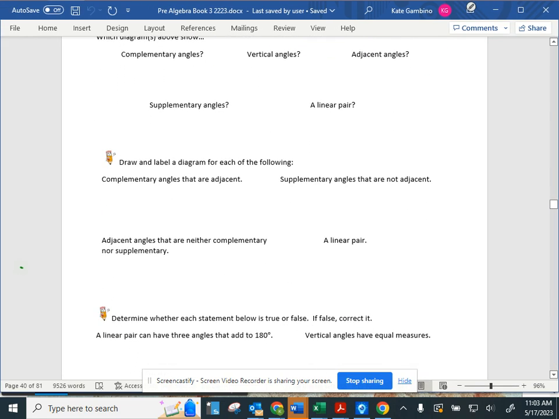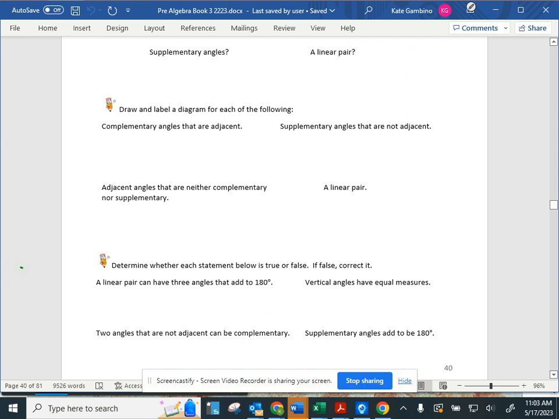Then on the bottom it says draw and label a diagram for each of the following. So you're not just drawing, just like when we did those triangles and people weren't putting in the right measurements for the triangle angles. It matters, those measurements. So if I'm drawing complementary angles that are adjacent, I'm not just going to do that. What important thing do I have to do to it, Evelyn? Yeah, because I need to label it with my degrees. So I need to say 50 degrees and 40 degrees. We have to remember our labels.